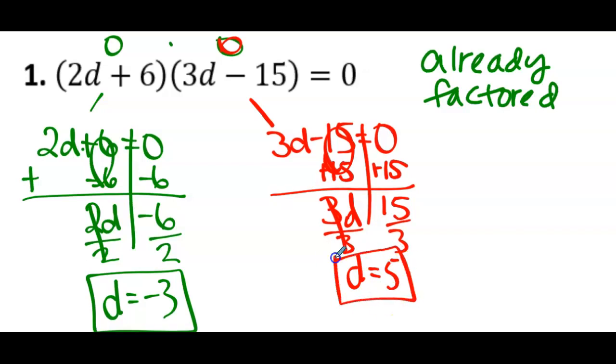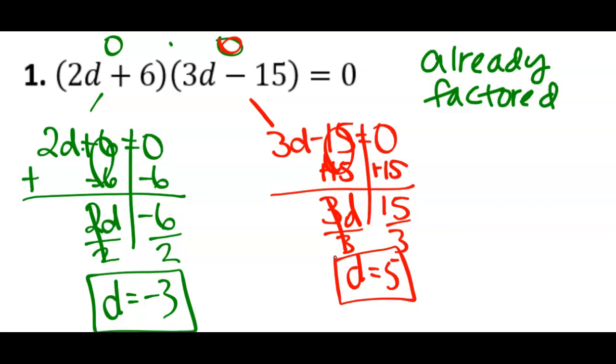So a second solution that would make this true is if I put a 5 in here and I put a 5 in here, then this would be true because this would be equal to 0 and 2D plus 6 times 0 would be equal to 0.